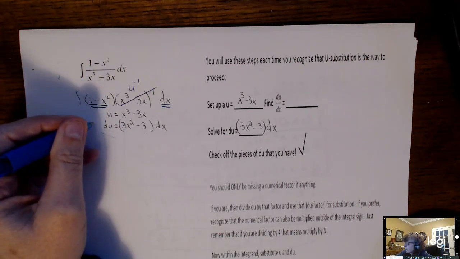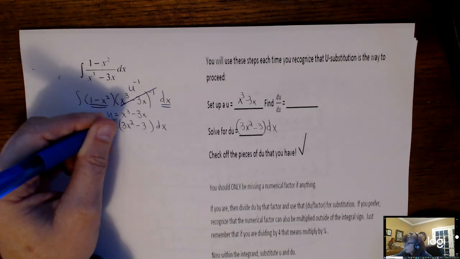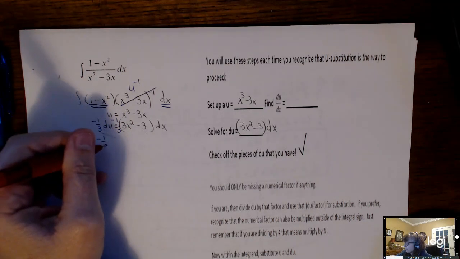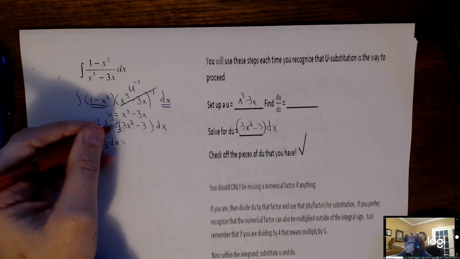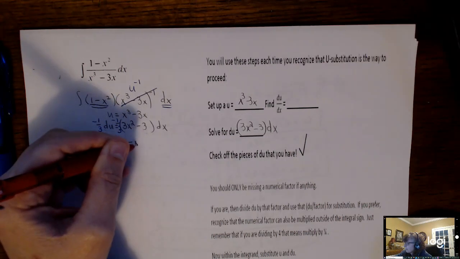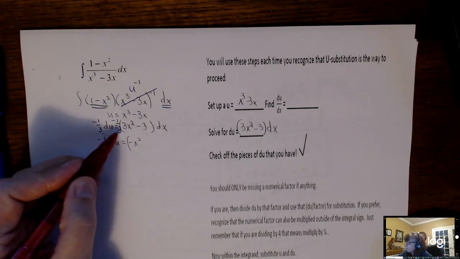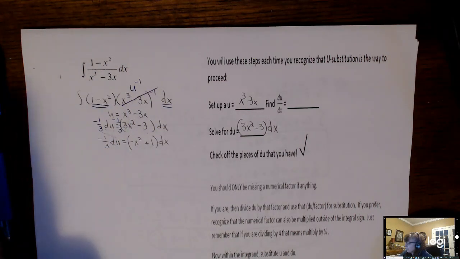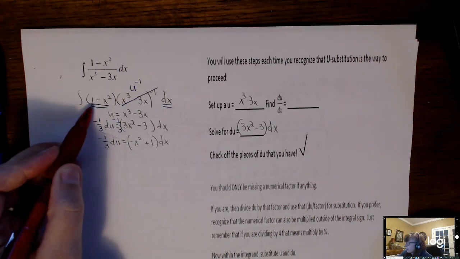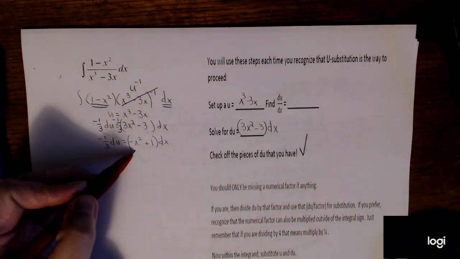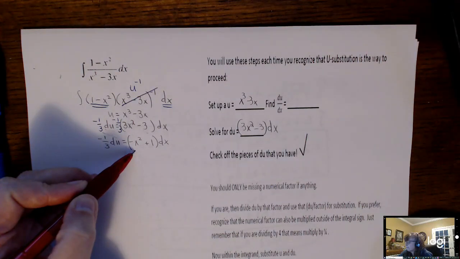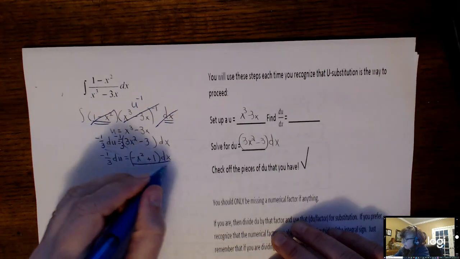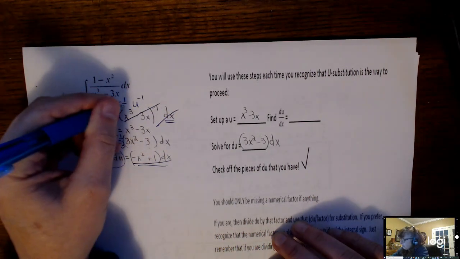So if you multiply both sides by negative 1/3, that's legal. Whatever you do on one side, do the other. You get negative 1/3 du is equal to negative 1/3 times 3 is negative x squared, and negative 1/3 times negative 3 is positive 1. And then you have your dx. And so you have the same thing. 1 minus x squared and negative x squared plus 1, that's the same thing. Okay, so now I'm ready to cross this out. So 1 minus x squared dx is equal to negative 1/3 du.